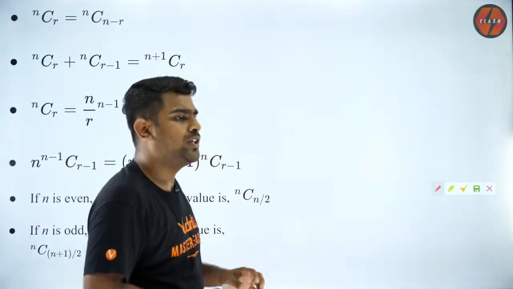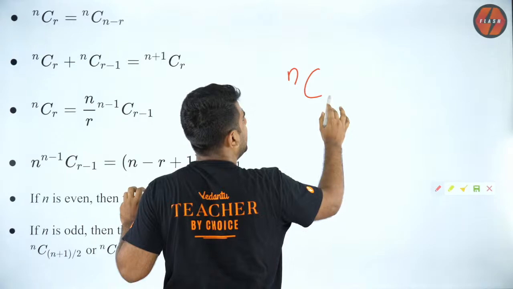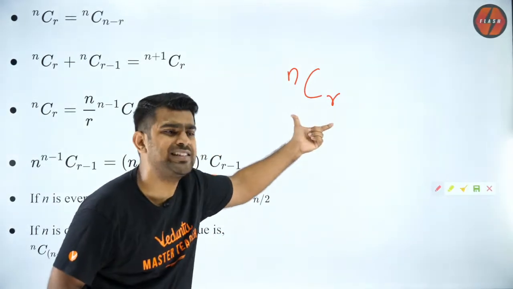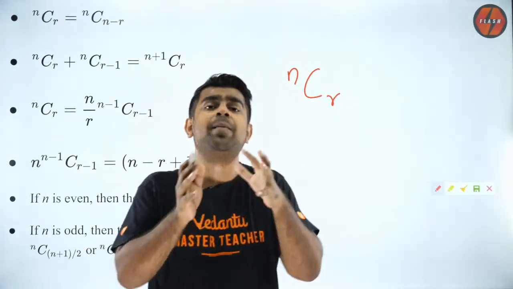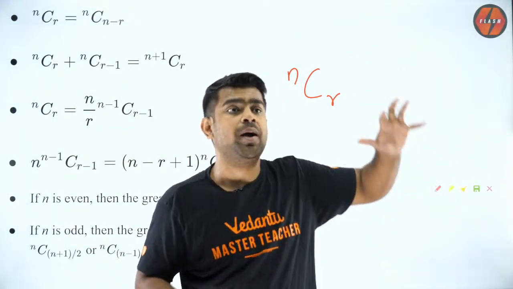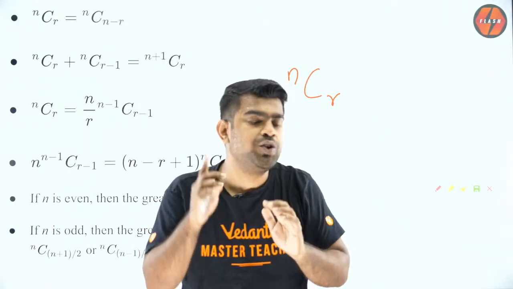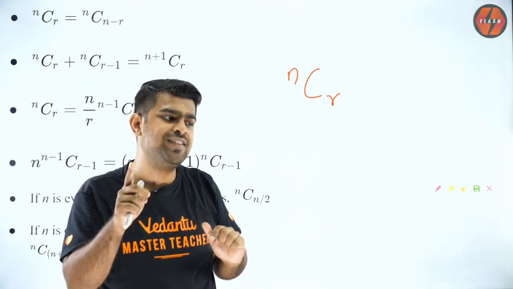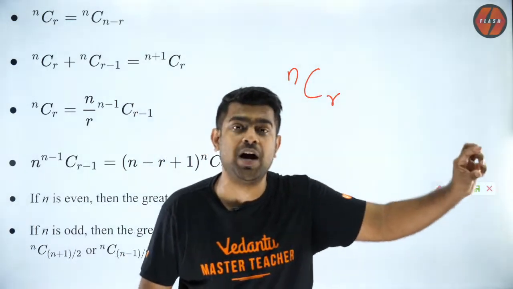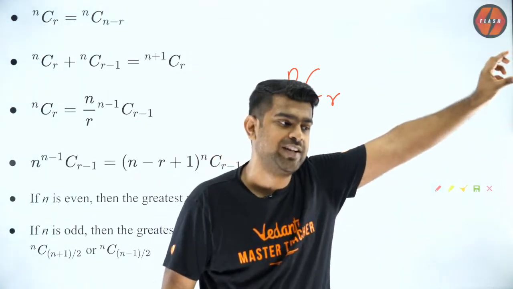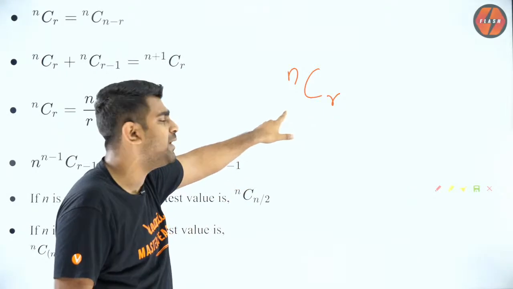Do you all understand when nCr will be maximum? I told you about this in binomial theorem. When will the binomial theorem coefficient be maximum? It will be maximum when it is a middle term. Do you guys remember that? The coefficient of the middle term is going to be the highest one. Are you all able to recollect that? So that is exactly what is happening over here.